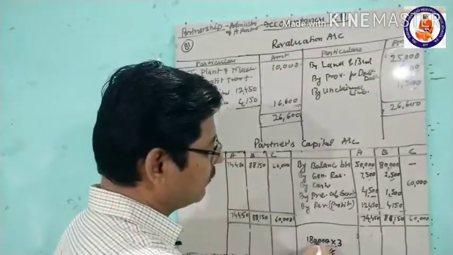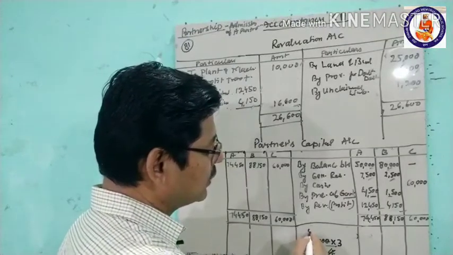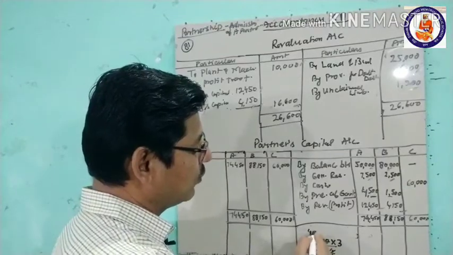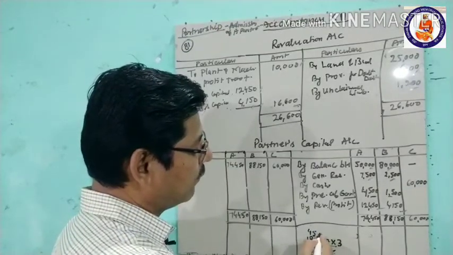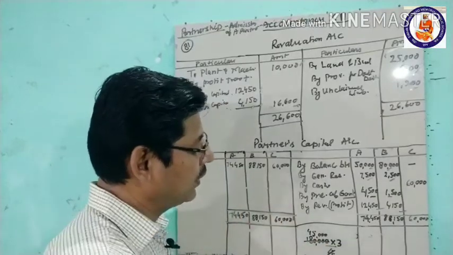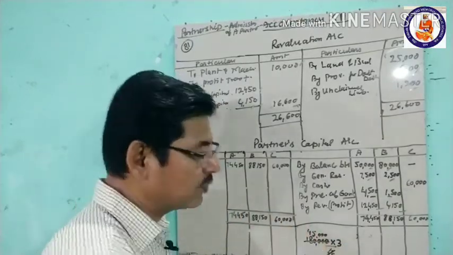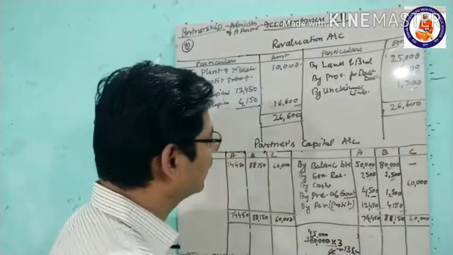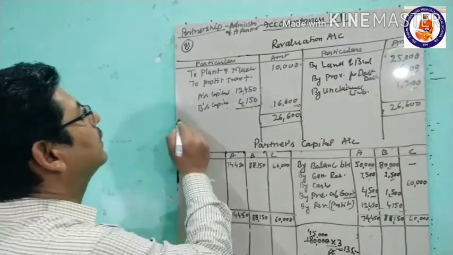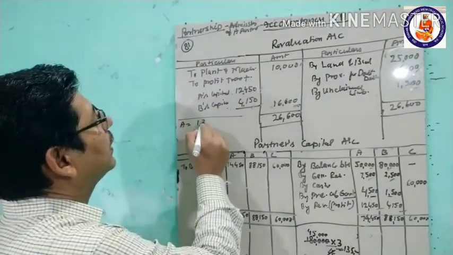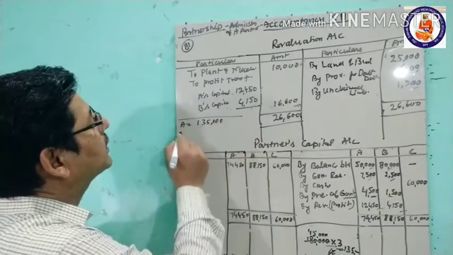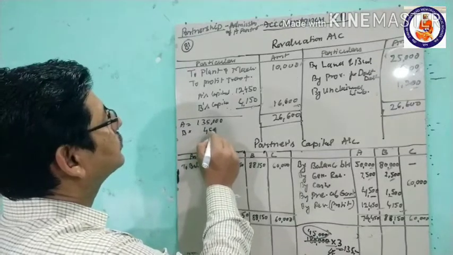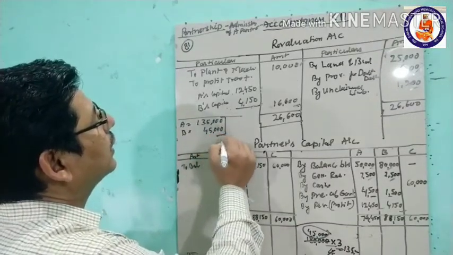Now how much should his capital be? If we divide this 180 by 4, 4 fours are 16, and 2 remains, then 4 fives are 20, so 45,000 into 3. It means 3 fives are 15, 3 fours are 12. 1,35,000 should be the capital of A. So here I will write A's capital should be 1,35,000, and B's capital should be this 45,000, and our total is 1,80,000.